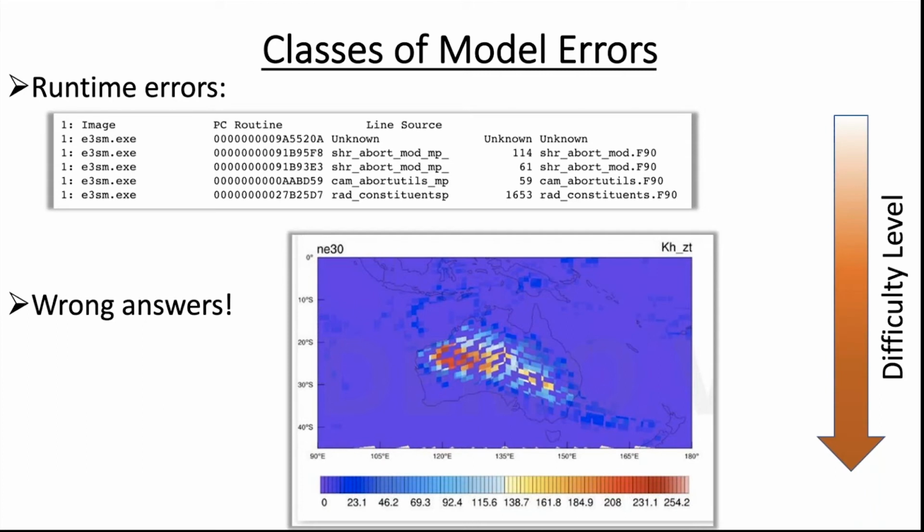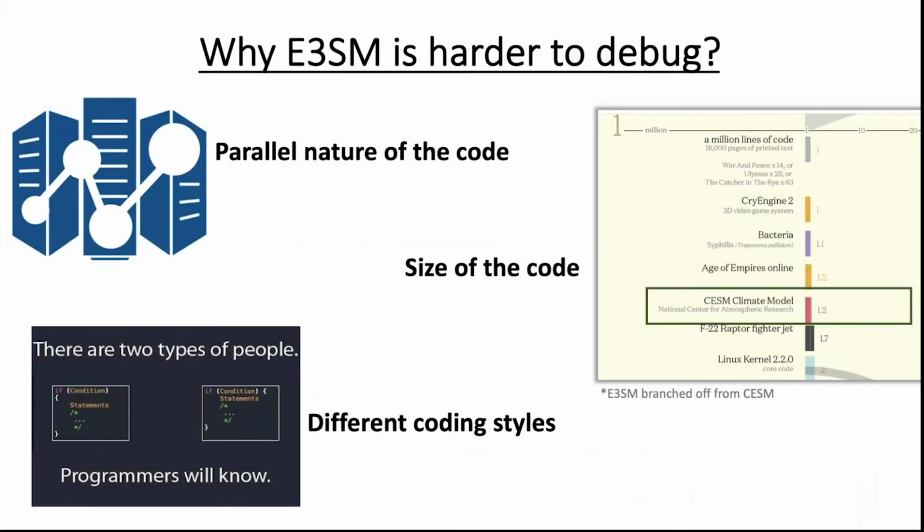So today I'm going to talk about these kinds of errors, wrong answers. When you get wrong answers, how to resolve those errors, or how to find what is causing those wrong answers. I'm going to briefly talk about why E3SM is harder to debug. So the first reason is the parallel nature of the code. The code is huge, which is my second point, the size of the code.